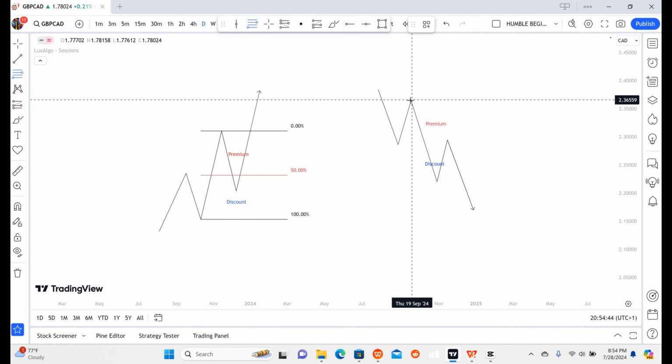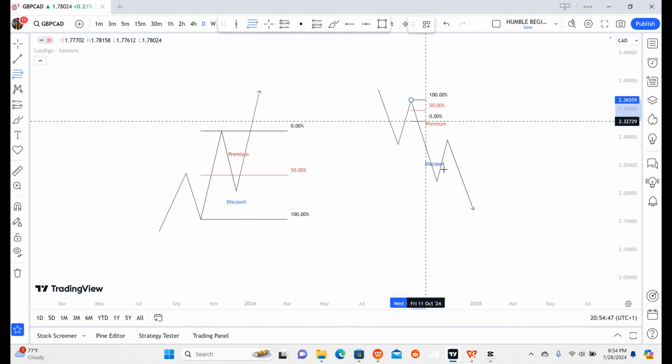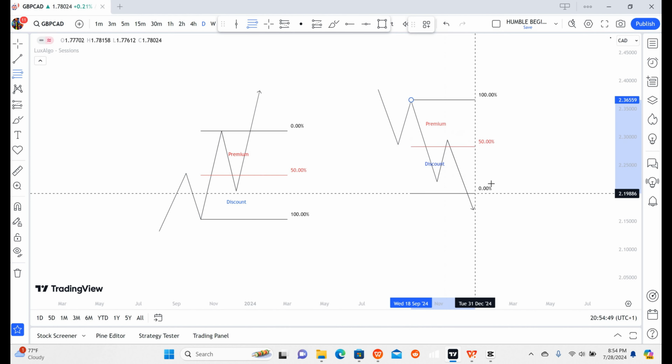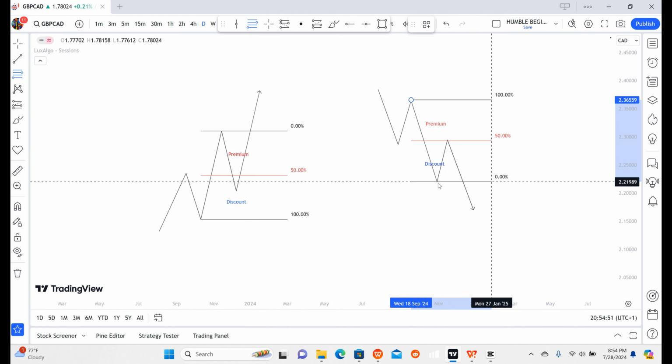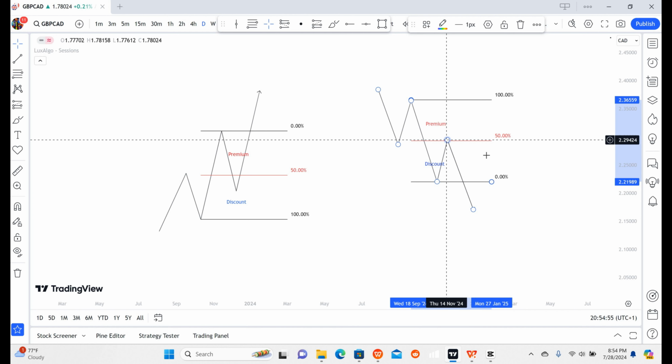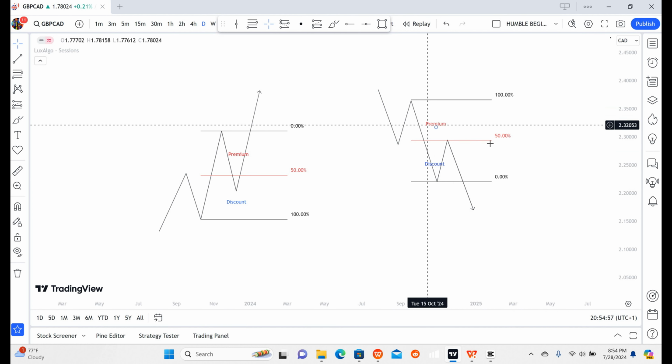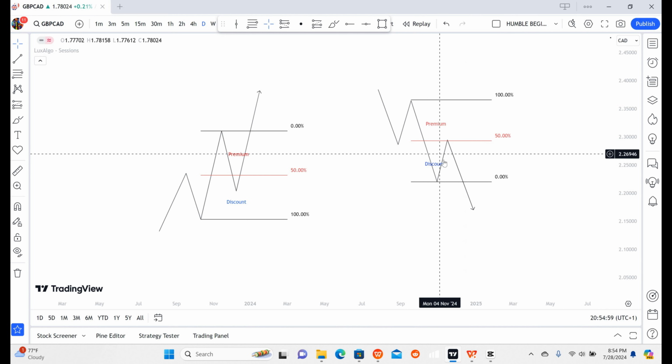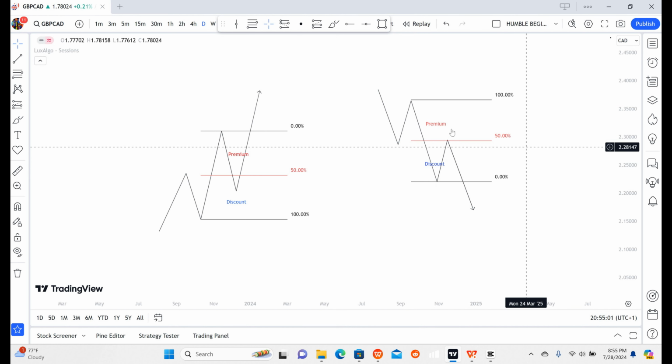So same thing goes for the sell scenario. We have price breaking structure and retracing, and this is the lowest point before the retracement began. Okay, the premium zone is above the 50% level, the discount zone is below the 50% level.